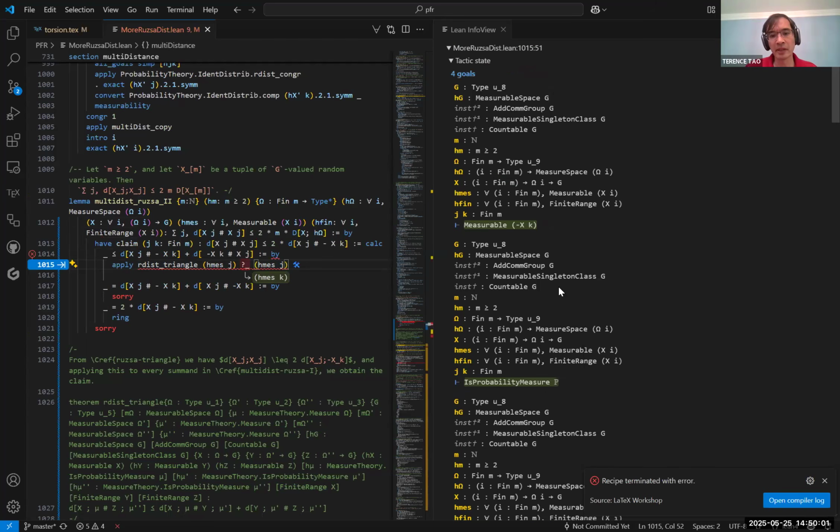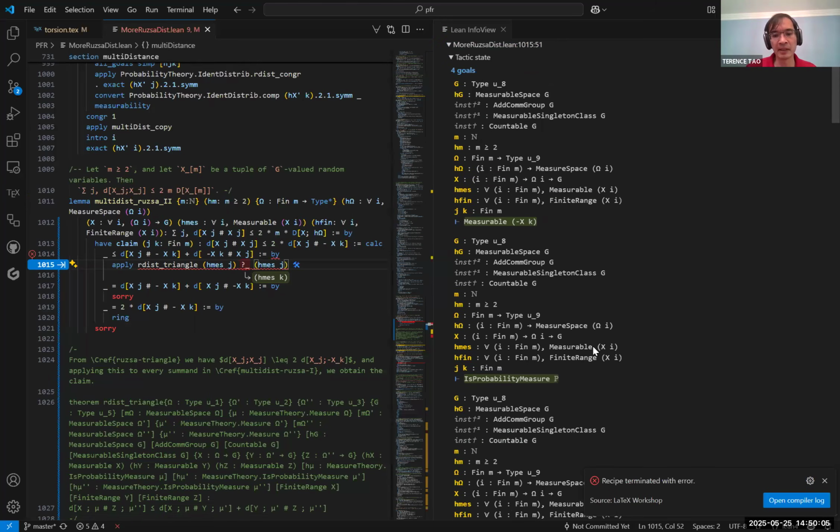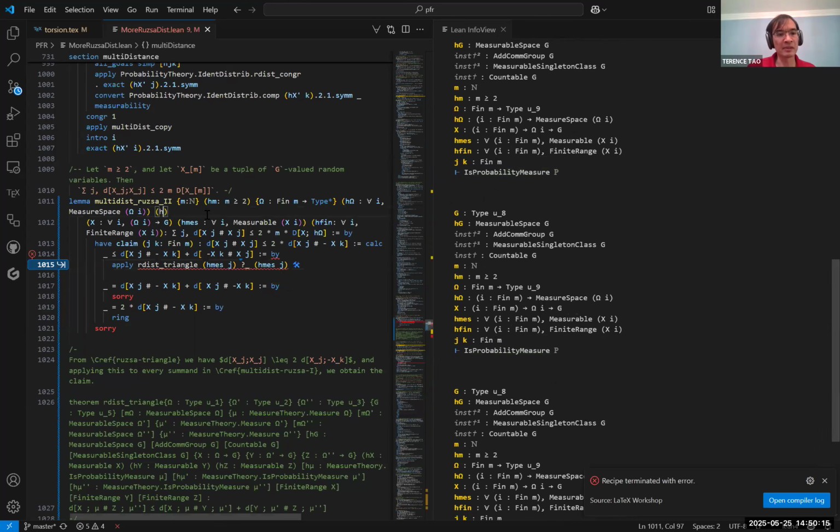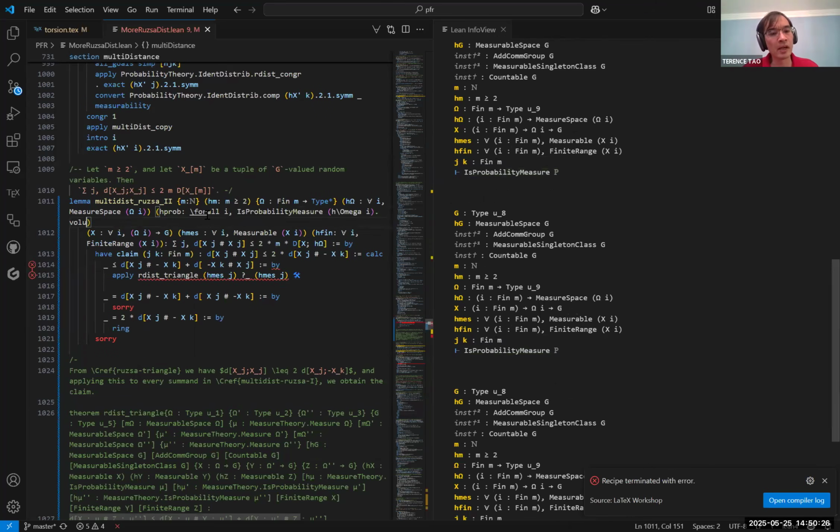Okay, so now we're good. Okay, so we're not done. We have several goals, but it did. Oh, okay. It's complaining that we also need these spaces to be probability measures. Okay, so we also need to add that as a hypothesis. Okay, I think it is probability measure. So we need the measure attached to each of these measure spaces to be a probability measure. Y is not. There we go.